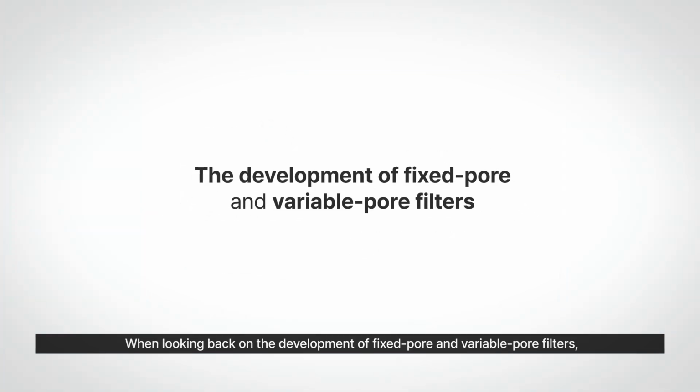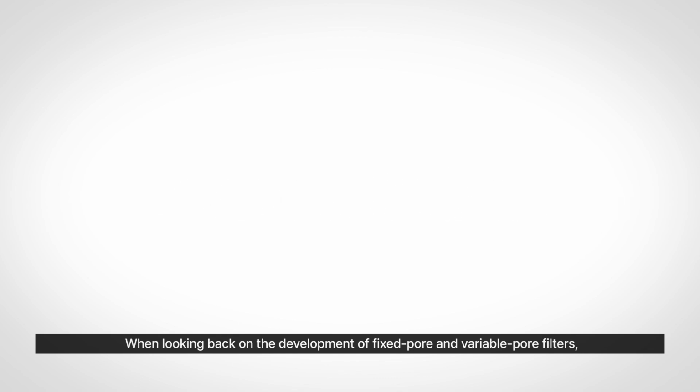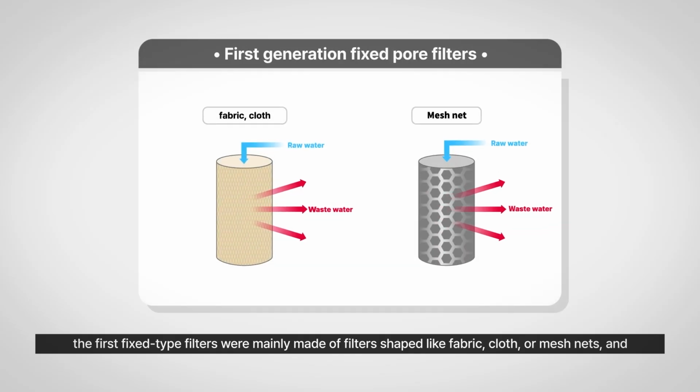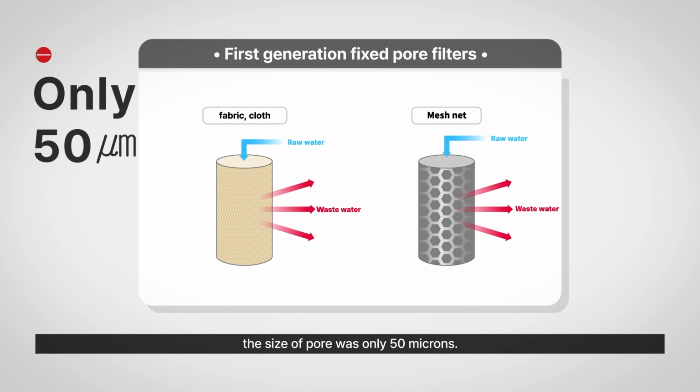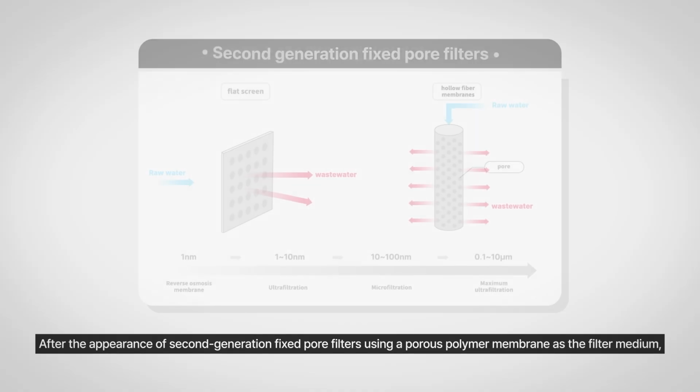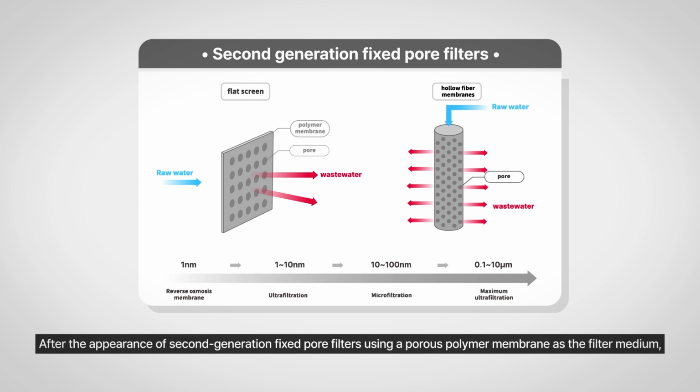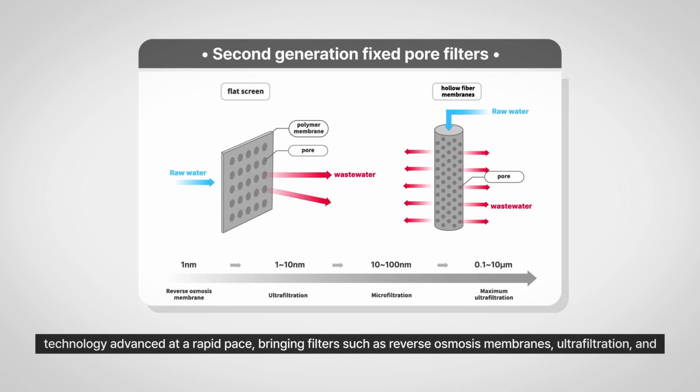When looking back on the development of fixed pore and variable pore filters, the first fixed-type filters were mainly made of filters shaped like fabric, cloth, or mesh nets, and the size of the pores was only 50 microns. After the appearance of second-generation fixed pore filters using a porous polymer membrane as the filter medium, technology advanced at a rapid pace, bringing filters such as reverse osmosis membranes, ultrafiltration, and microfiltration, which have been widely used for ultra-pure water, seawater desalination, wastewater recycling, and the filtration of drinking water.